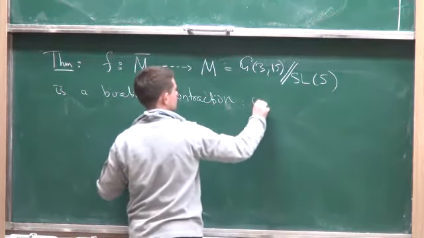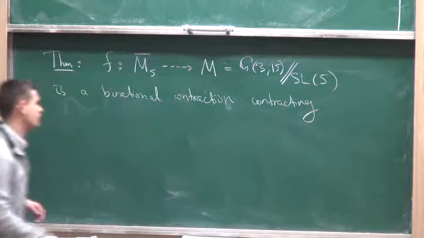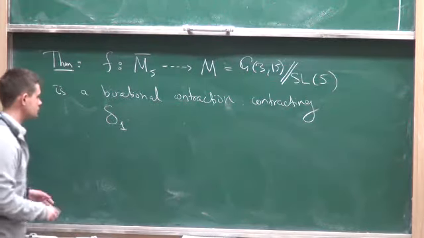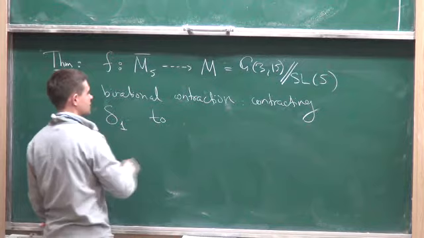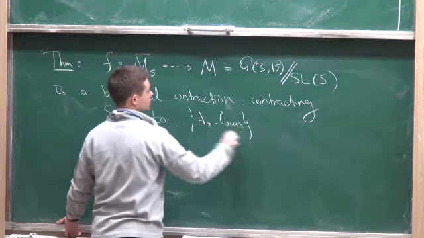And it contracts three geometric divisors on M5 bar. We have a divisor delta 1, and the map contracts delta 1 to the A2 locus. So this is a locus of curves with cusps.